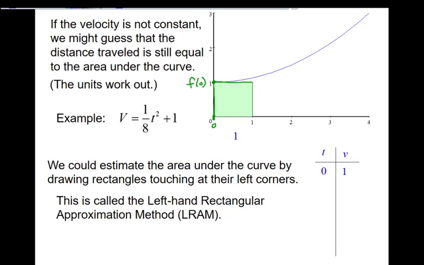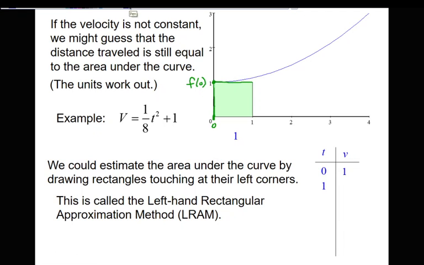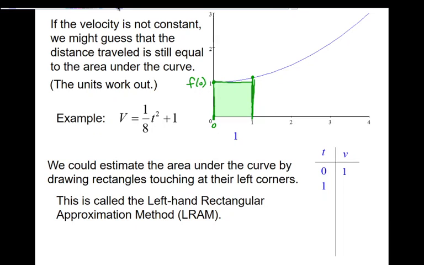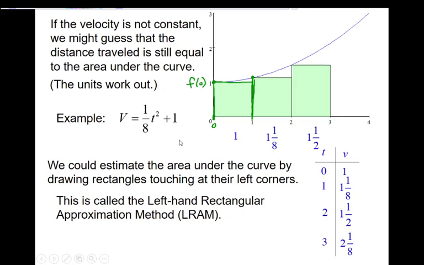Let's look at the next one. The next one that I'm going to create is at 1. What's this height from here to here? What's f of 1? I plug 1 into my equation, and I get 1 1/8. So the area for that rectangle is 1 1/8, because the width is 1 and the height is 1 1/8. Next, I'm going to do it for 2, and I get 1 1/2. So there's that rectangle. Then I do it for 3, and I get 2 1/8.